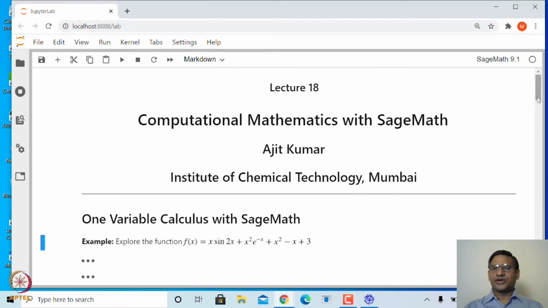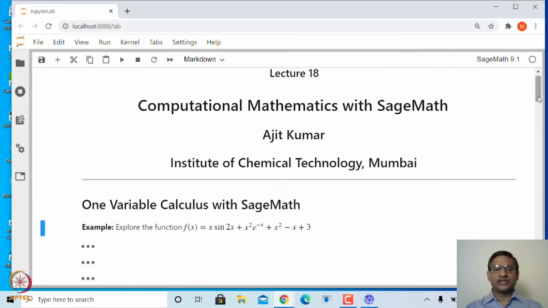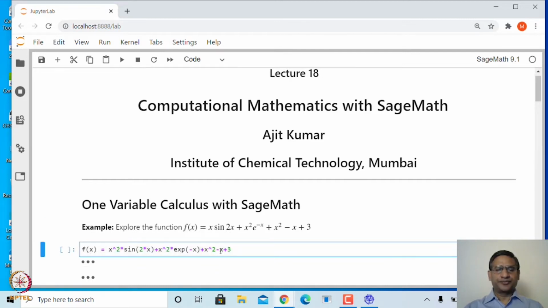So, suppose you have a function f(x) is equal to x into sine 2x plus x square into e to the power minus x plus x square minus x plus 3. This is a fairly complicated function. Now, suppose you want to apply concepts of calculus to this function f, then what we can do is define this function f(x) is equal to x square into sine 2x plus x square into e to the power minus x plus x square minus x plus 3.